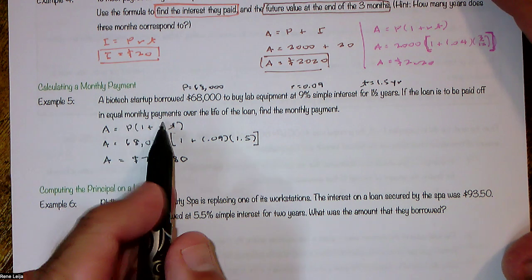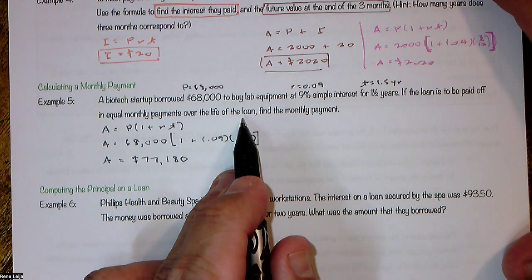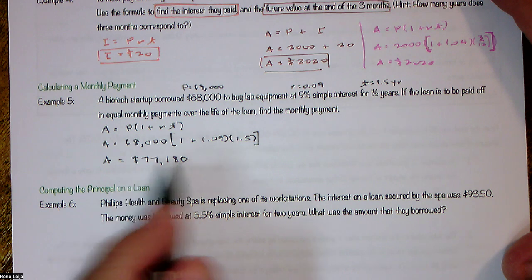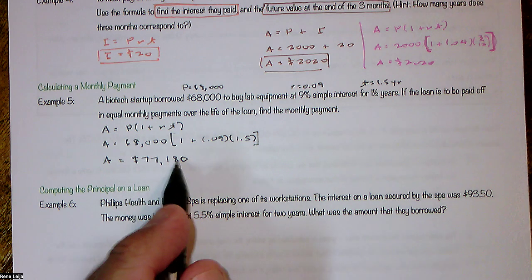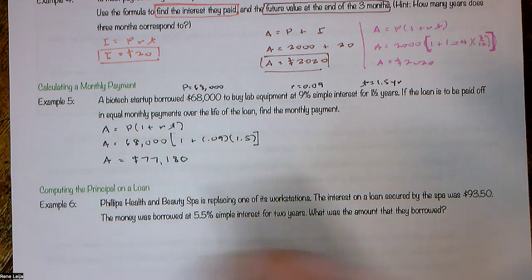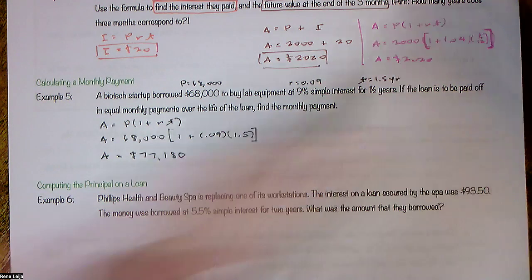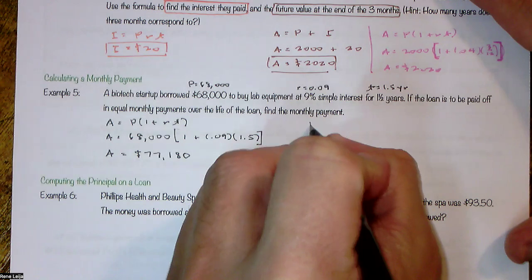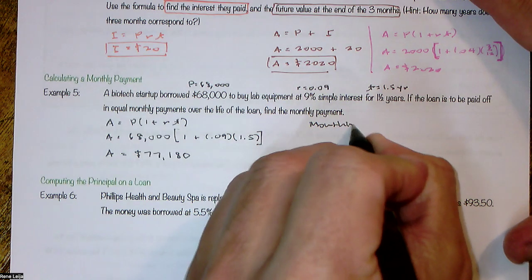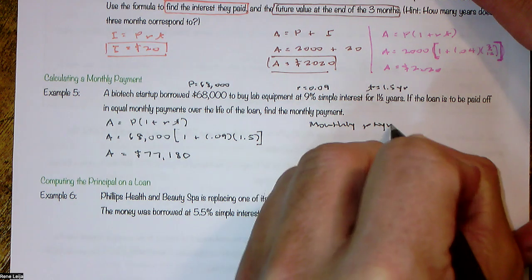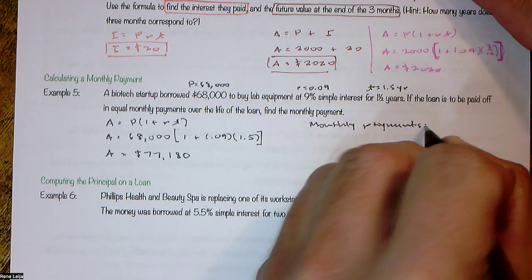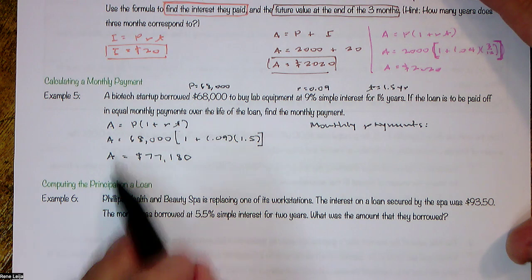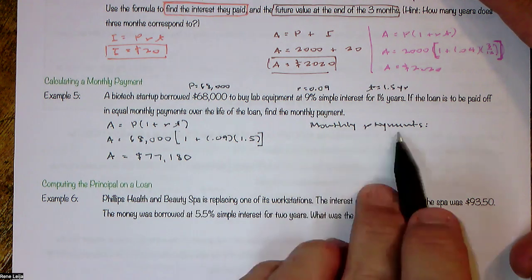Now, to find equal monthly payments over the life of the loan, now I have to figure out what am I going to do? Well, I know that if I divide that by the number of months that are in this time period, then that will tell me what my monthly payments will be. All right, so my monthly payments, and when you do any of these calculations, you always want to make sure that you're telling me what it is that you're calculating. Here I used A. That tells me that you're looking for the future value. Now I'm finding my monthly payment.